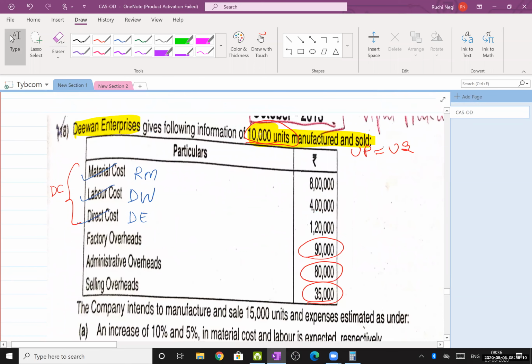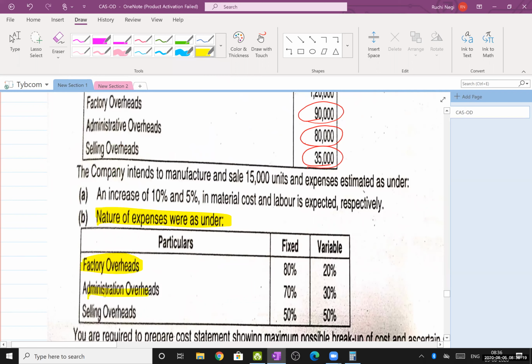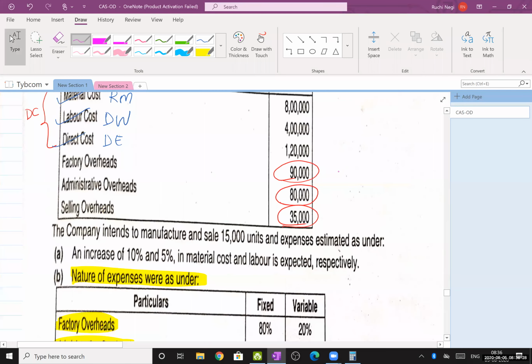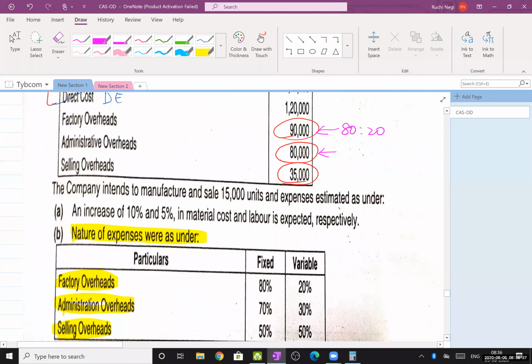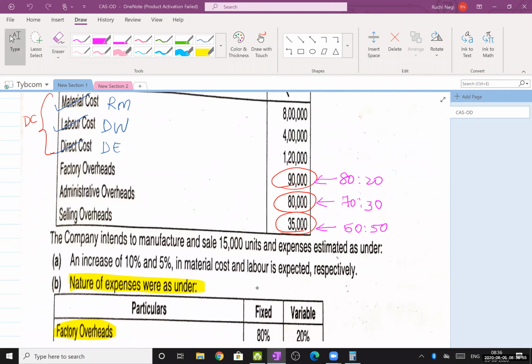Okay. अब देखो इसका breakup नीचे दिया है. Look at this information. See, nature of expenses बोला है. Factory, admin, selling and distribution. Okay. तो क्या बोला है? 80-20. That means ये जो 90 है, this will be divided in the ratio 80:20. ये जो 80 है, this will be divided in the ratio 70:30. And ये जो 35,000 है, this will be divided in the ratio 50:50. Is this clear? Okay. Is indirect cost bifurcation clear? Acknowledge it in the chat box. Okay. Okay, fine. Thanks for the acknowledgement.